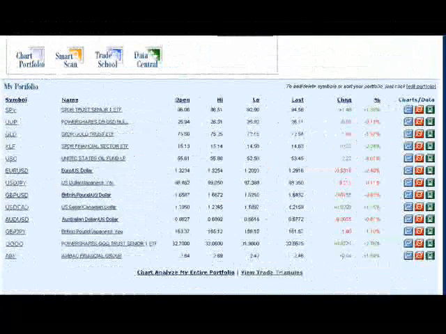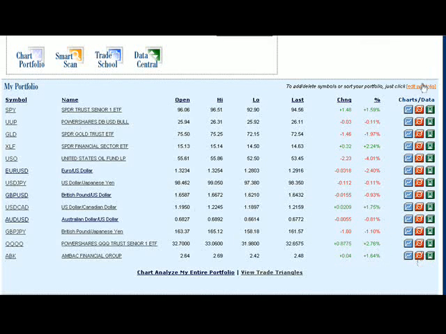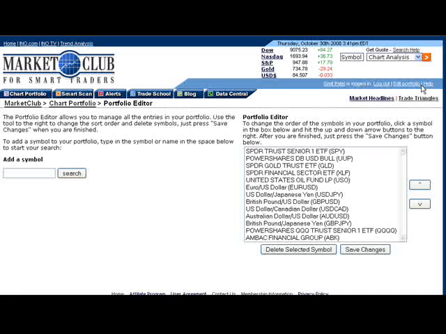I just want to run through this real quick. Basically, when you enter the software, you can just click Edit Portfolio, and you can add the symbols that you want to follow and have alerts for into here. And then you can even set it up so it emails you whenever a new trade triangle takes place.